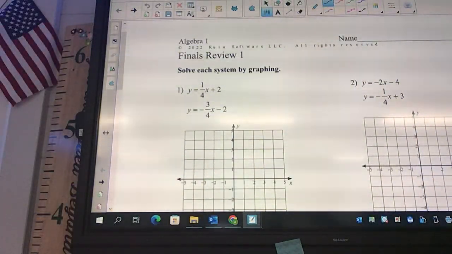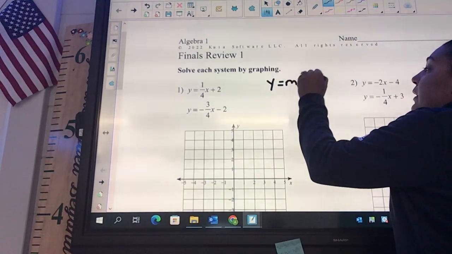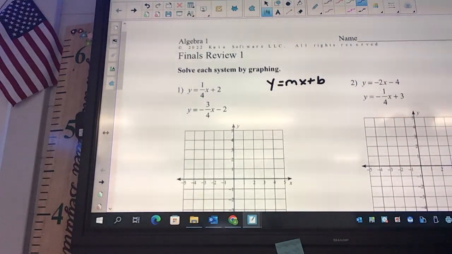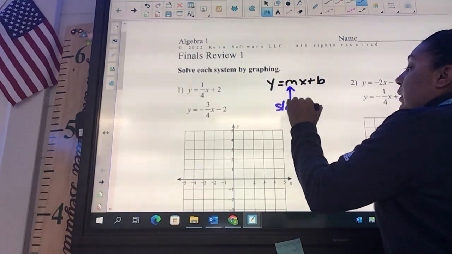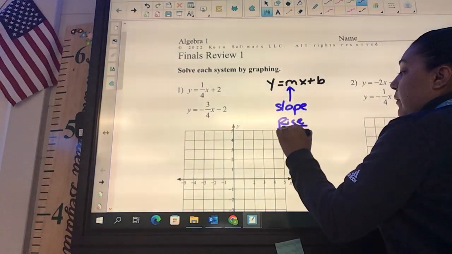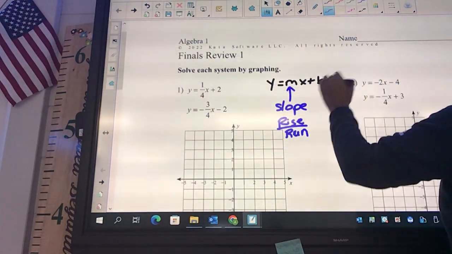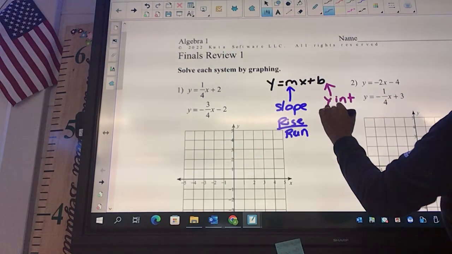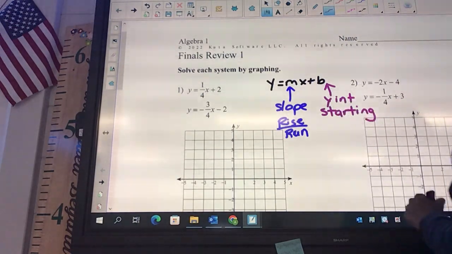So the important part is that it needs to be in this form, the y by itself: y = mx + b. Okay, what does the m stand for? It's the slope. Okay, it's the rise over the run. Okay, and then the b is going to be the y-intercept. It's the starting point. And I'm trying to write the best I can, but my board is not working so far.